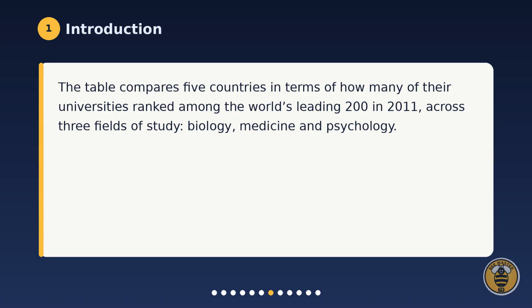Paragraph 1, the introduction. The table compares 5 countries in terms of how many of their universities ranked among the world's leading 200 in 2011, across 3 fields of study: biology, medicine and psychology.